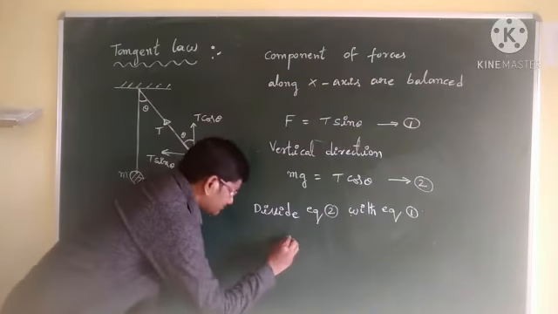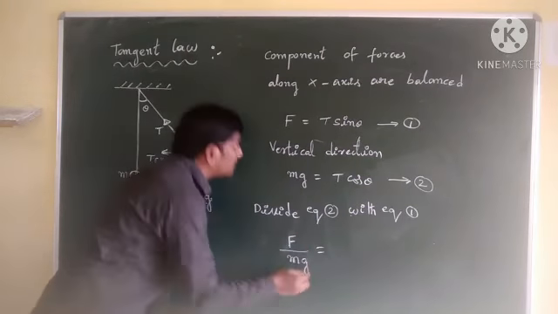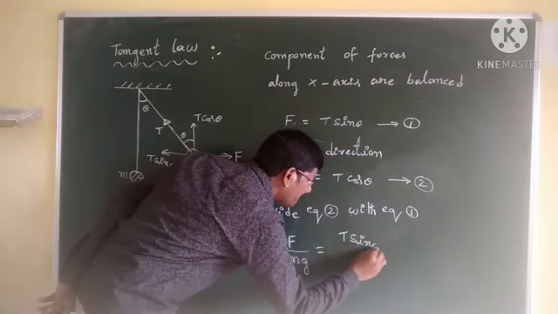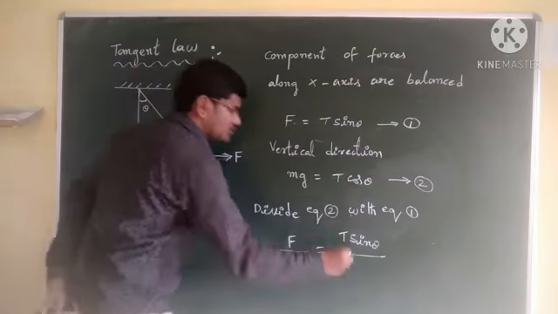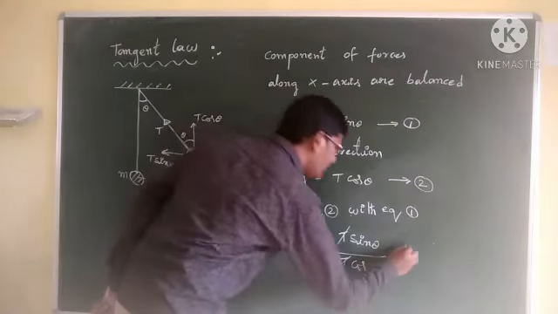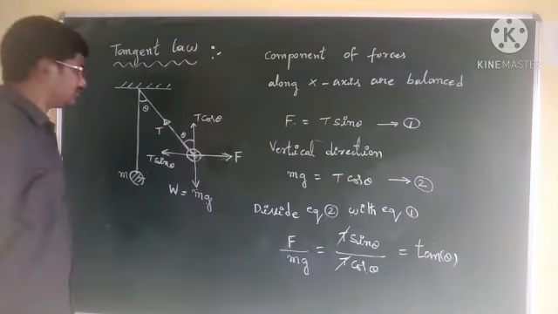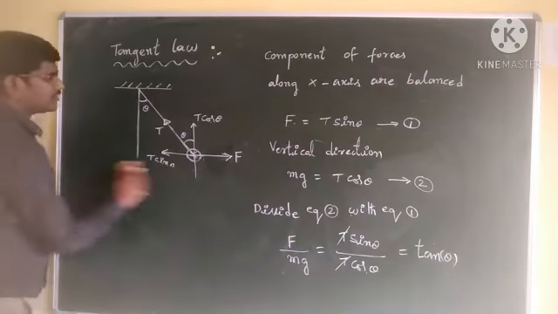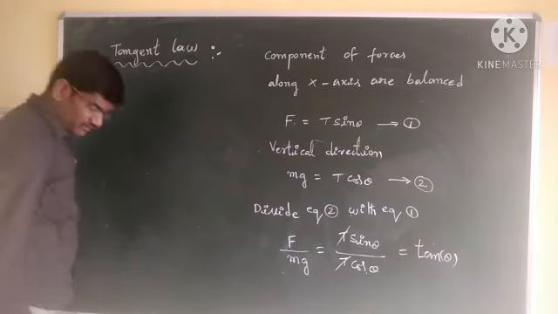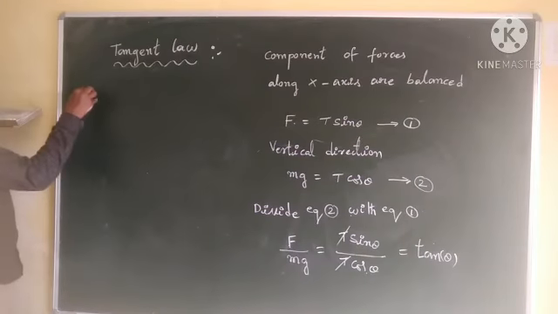F by mg is equal to T sin theta by T cos theta, and T gets cancelled. Sin theta by cos theta we can write as tan theta. So we have got it. Okay students.